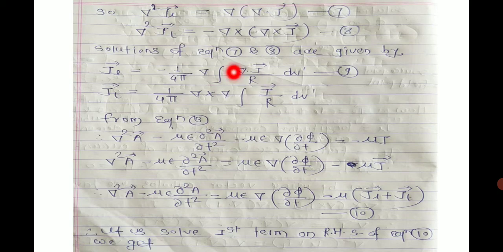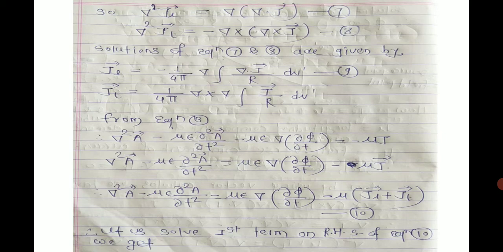The next step is the solution of equations 7 and 8, which are given directly. JL is equal to minus 1 divided by 4 pi, del integration del dot J divided by R dv dash, equation number 9, and JT is equal to 1 divided by 4 pi, del cross del cross integration J bar divided by R into dv dash. That equation is not numbered, because it is not used in the above equations.